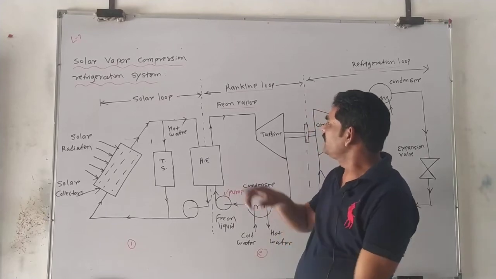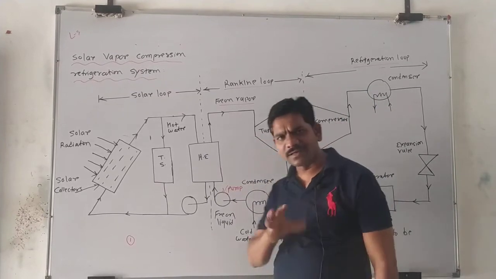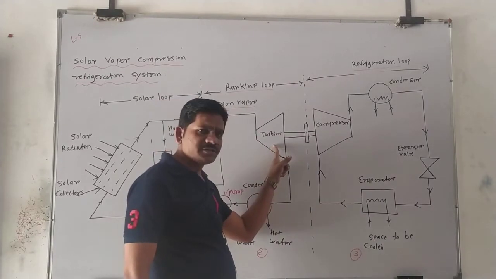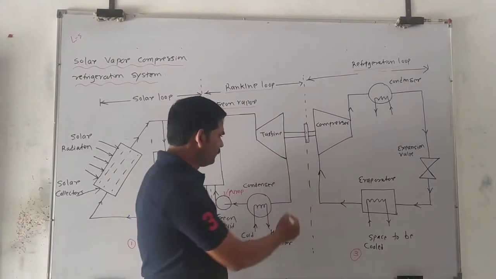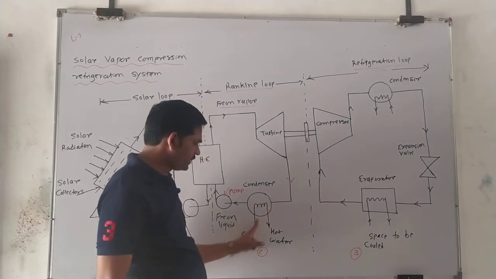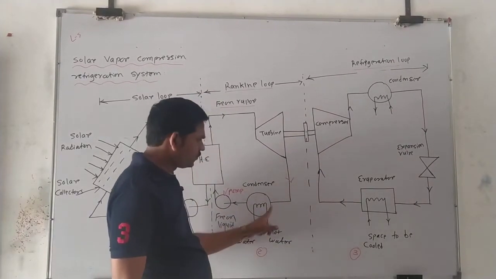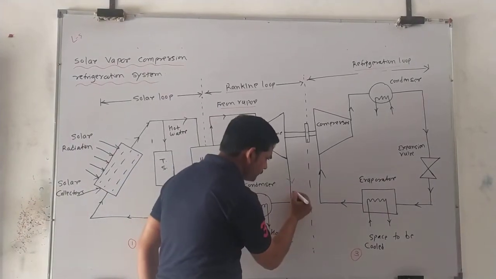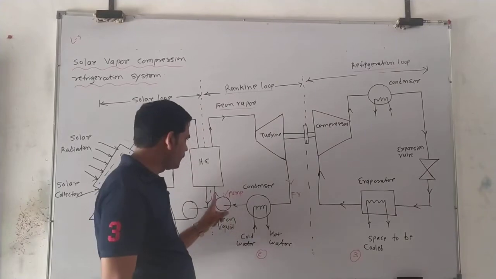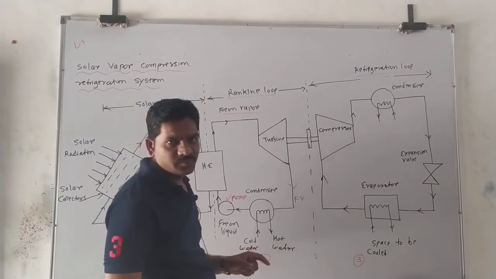This vapor now strikes where? On the turbine. Okay, and this turbine rotates. Now after that, once again this Freon vapor is passed where? Inside the condenser. What is the role of the condenser? To condense this Freon vapor. Freon vapors convert once again into Freon liquid form, and this cycle will be continuous.